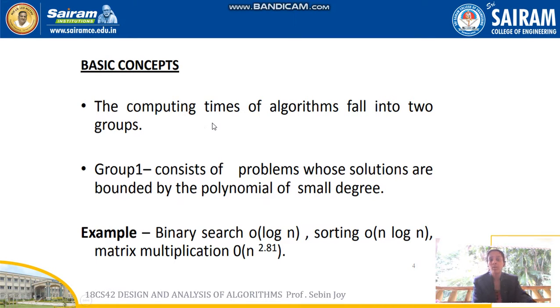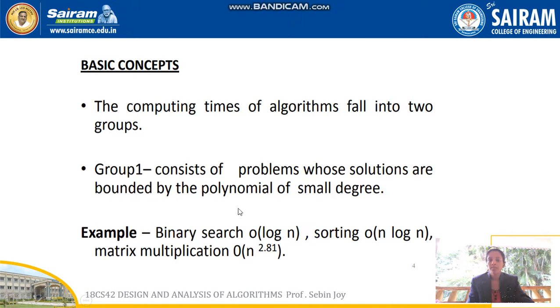The computing time of algorithms mainly falls into two groups. That means, based on how much time an algorithm takes to compute, it is divided into two groups. Group 1 consists of problems whose solutions are bounded by a polynomial of some small degree. For example, we have already learned binary search, sorting algorithms and matrix multiplication. In these algorithms the time is bounded by a polynomial of small degree. Here it is log n, here it is n log n, here it is n power 2.81.